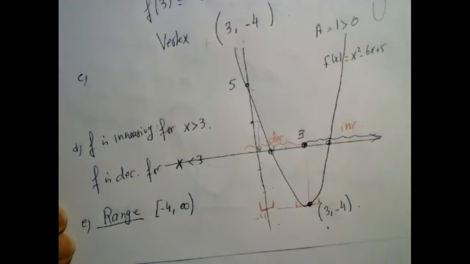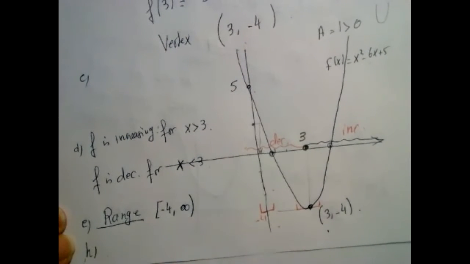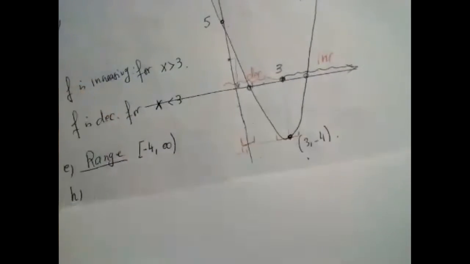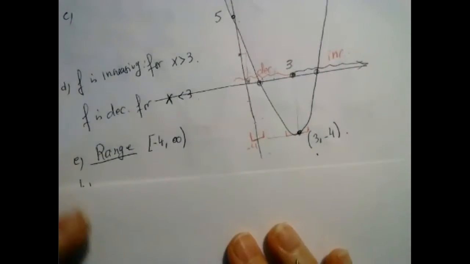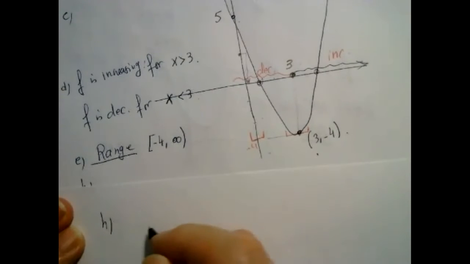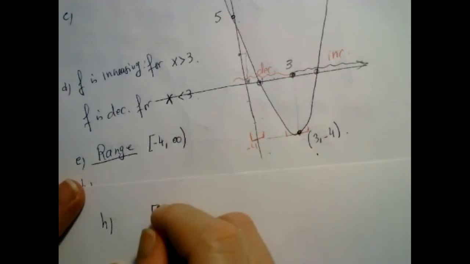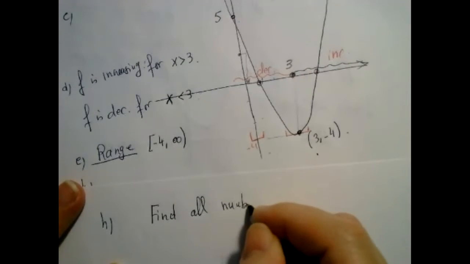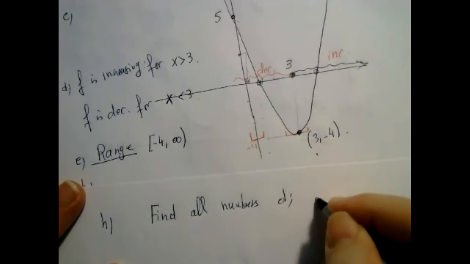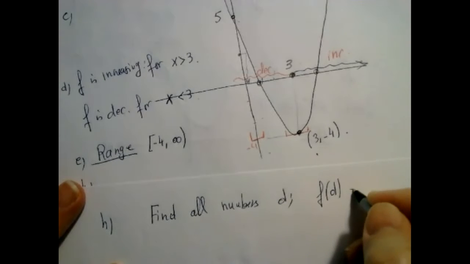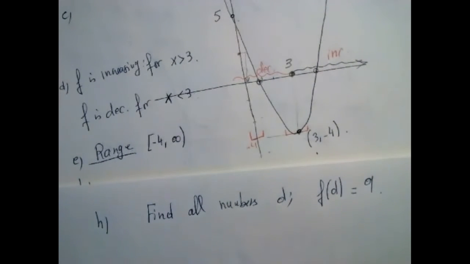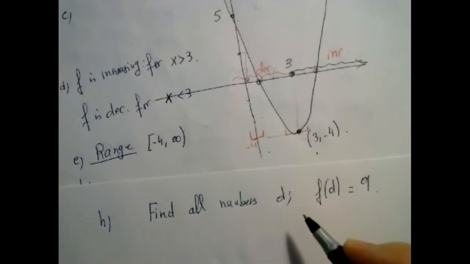Now finally, I look at H. Okay, what is my H? H is: find all the numbers D such that f of D equals 9. Right? So how should I do this problem? What are they asking me here? Input or output value?